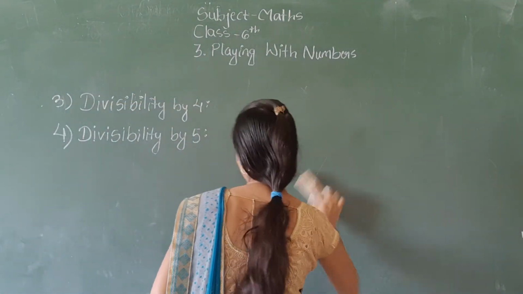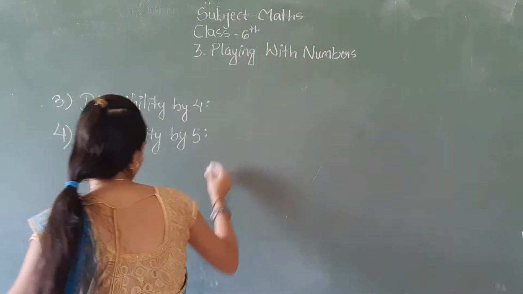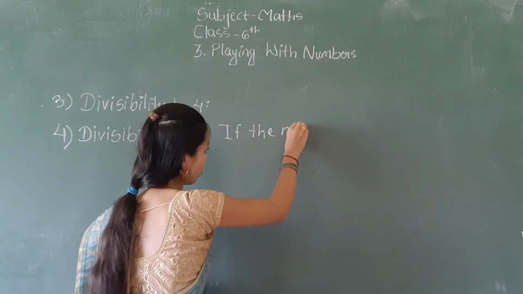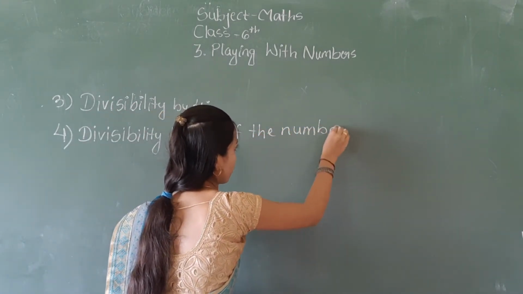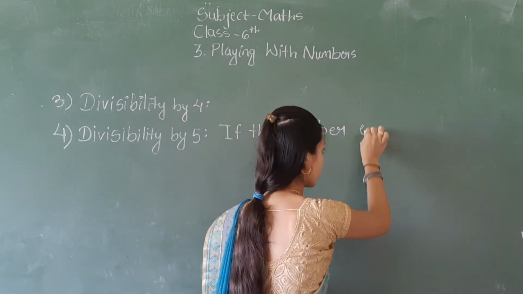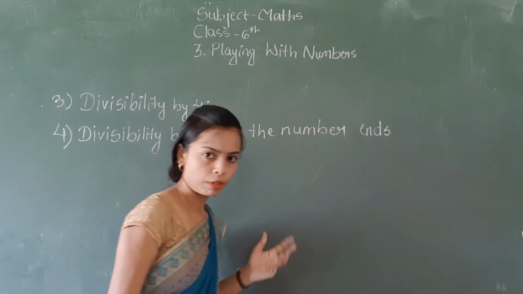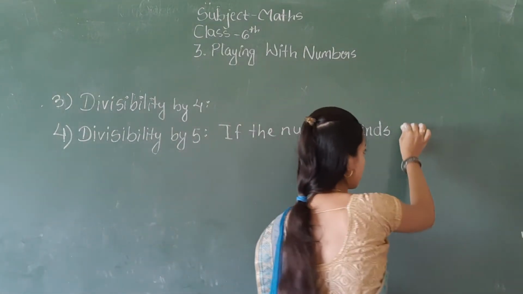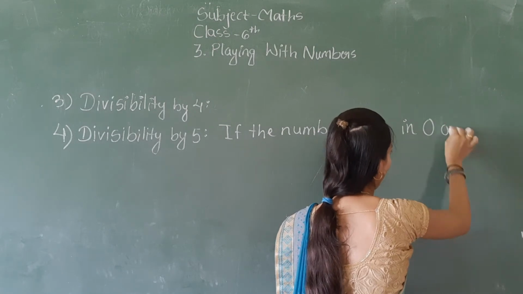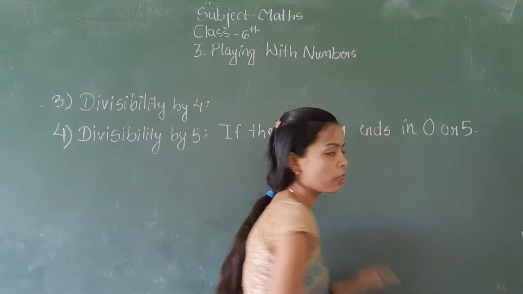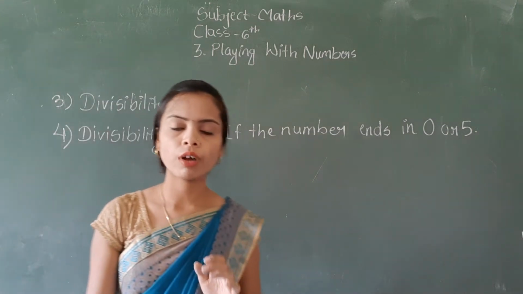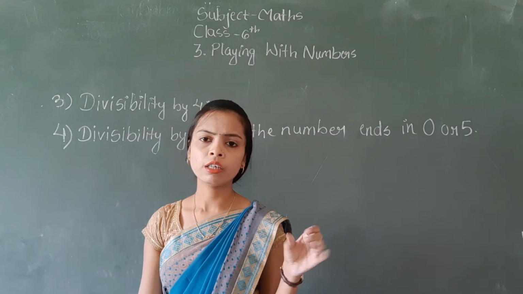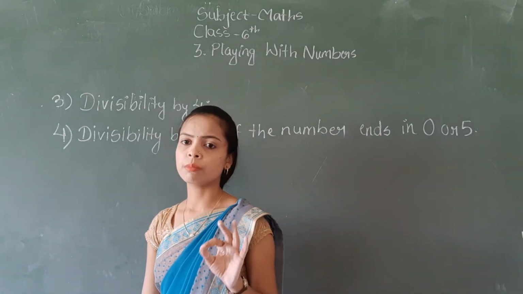The divisibility of 5 is: if the number ends, meaning the unit place, the last place where the number ends, in 0 or 5, then that number is completely divisible by 5, however lengthy the number is.